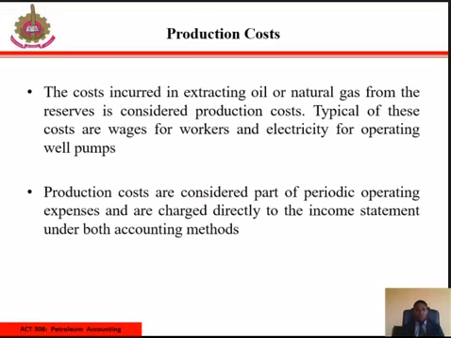Production cost. Costs incurred in extracting oil or gas from the reserve are considered production costs. Typical of these costs are wages for workers and electricity for operating well pumps. Production costs are considered part of periodic operating expenses and are charged directly to the income statement under both accounting methods.